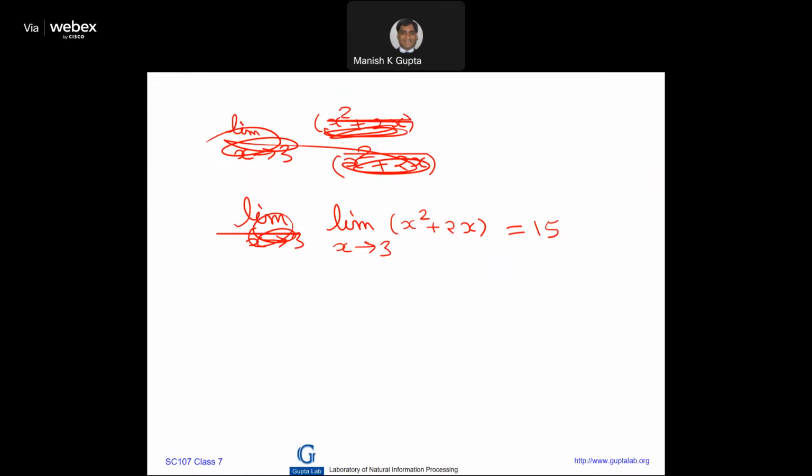Any idea? How should we approach? We need to think about how we approach this now. You know the definition and everything, right? How do we approach and show this is going to happen?